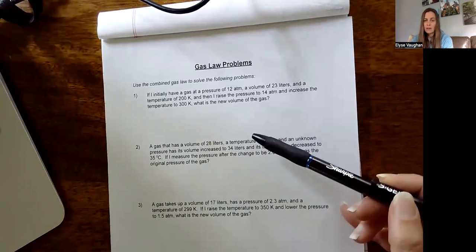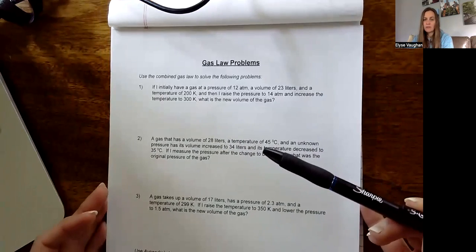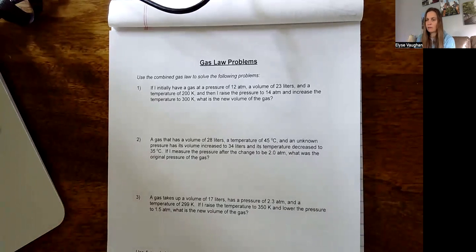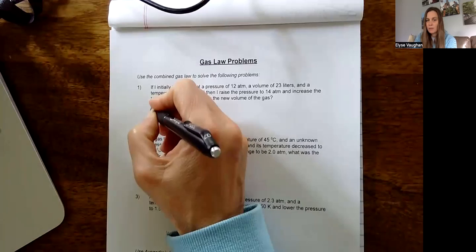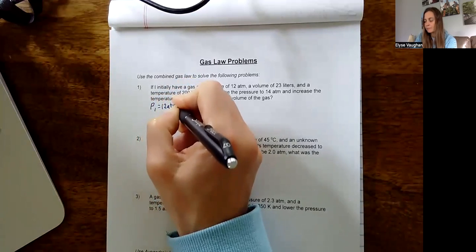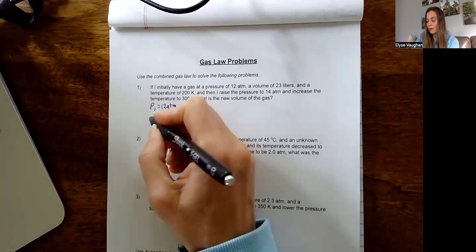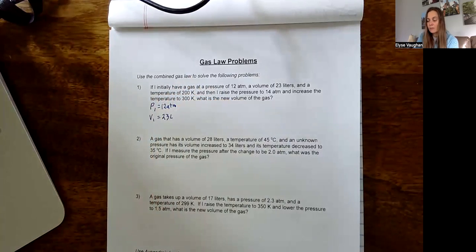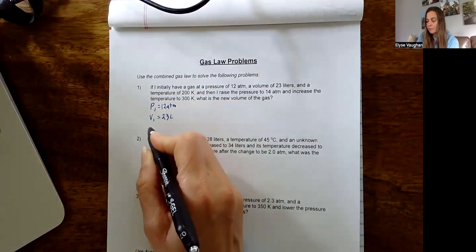It says I initially have a gas at a pressure of 12 atmospheres, a volume of 23 liters, and a temperature of 200 Kelvin. So just like all of our other gas laws, we're going to go ahead and write down the variables that we know. So we know that P1 is 12 atmospheres. We know that V1 is 23 liters. And we know that T1 is 200 Kelvin.